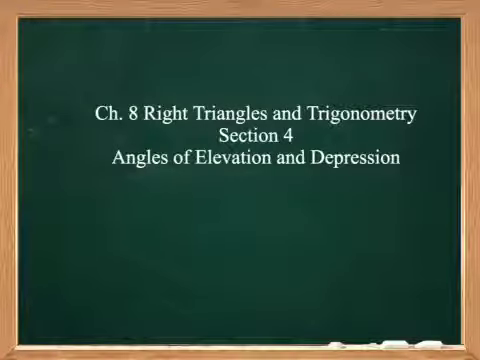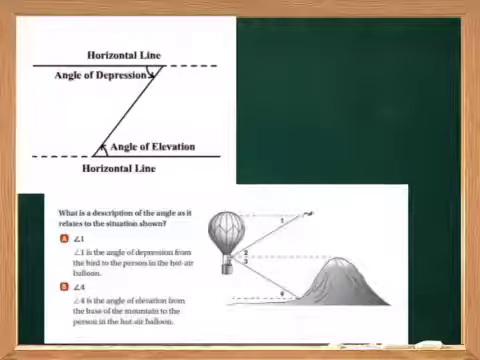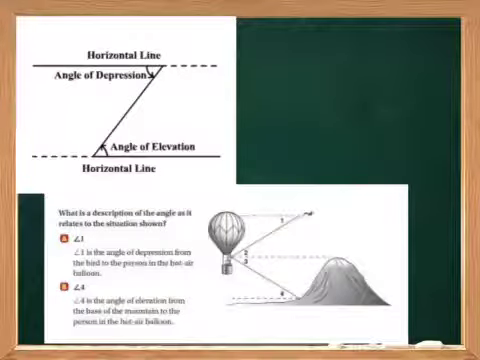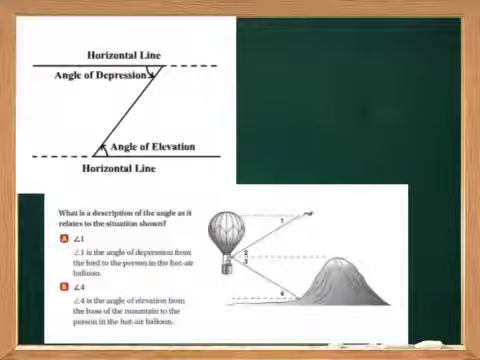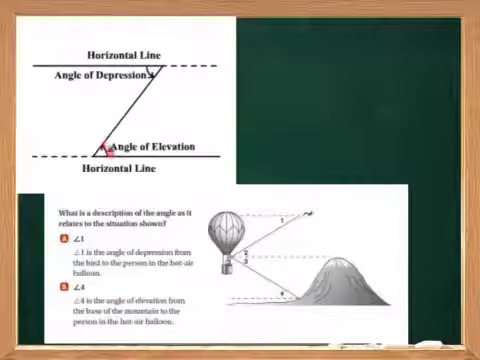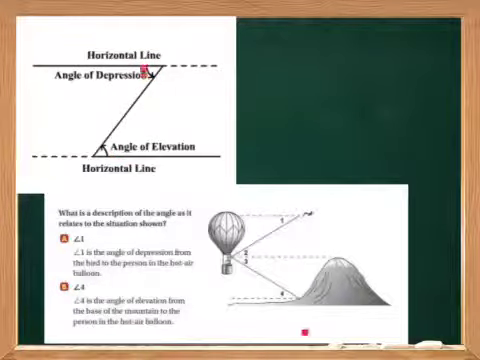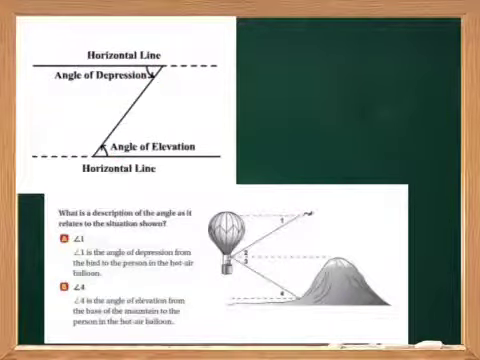Section 4, Angles of Elevation and Depression. So just a few reference terms in this section. We have a horizontal line here and here. The angle of elevation is from this bottom horizontal line and this angle up, and the angle of depression would be from this top horizontal line and this angle down.